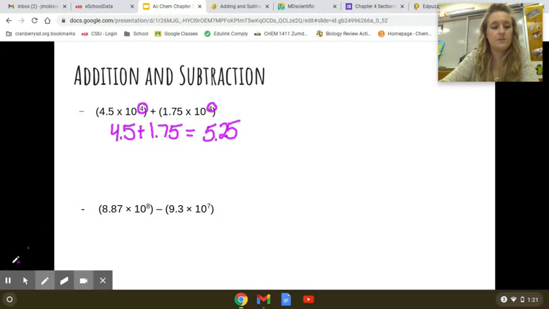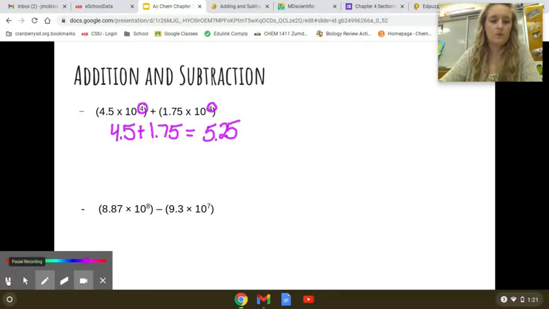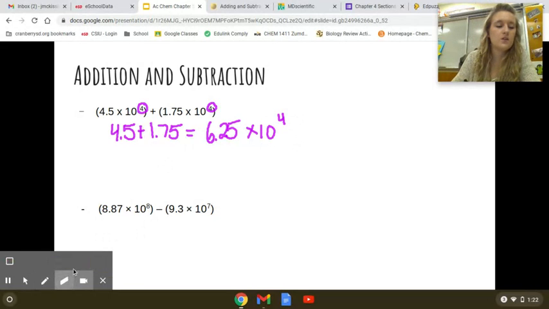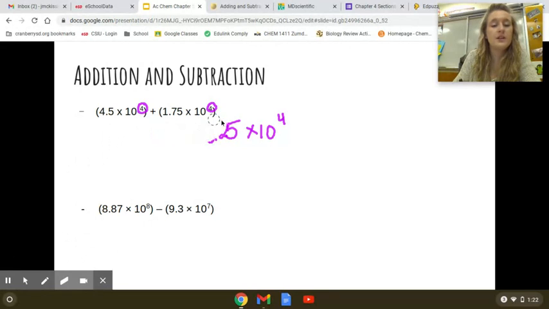Let me check. Oops, my bad. I forgot it was 1.75. Okay, so 6.25. And then we're just going to keep that exponent, so it's going to be times 10 to the fourth. Okay, but let's say, for example, let's erase this and let's do this again. So when they're matching, pretty easy, just a regular addition problem.